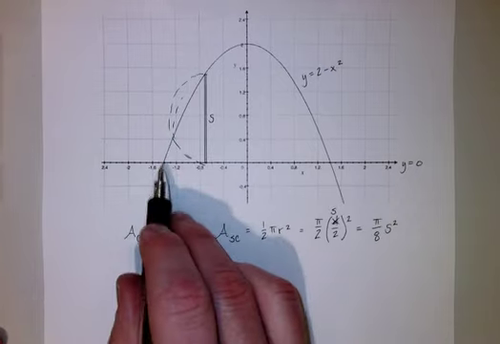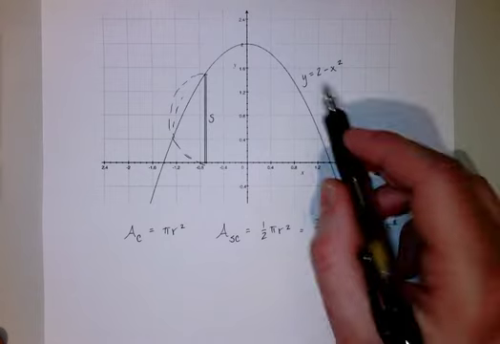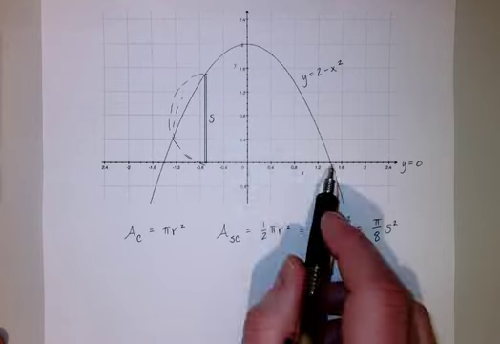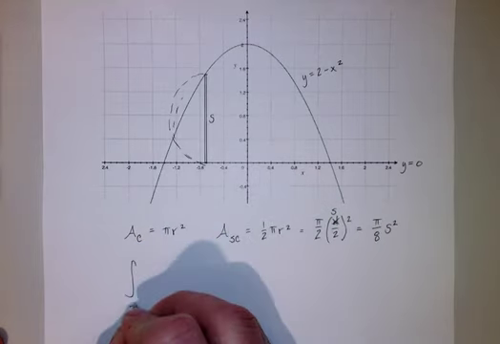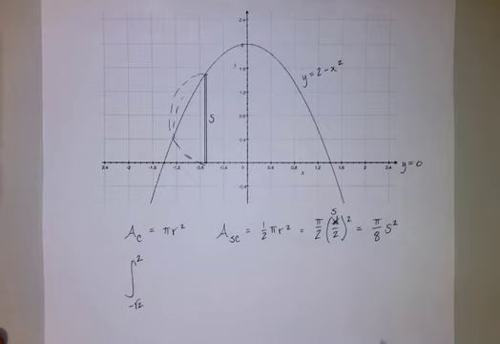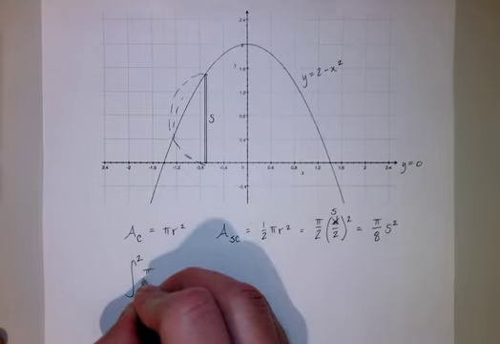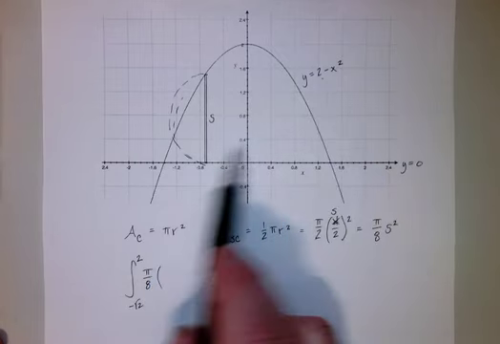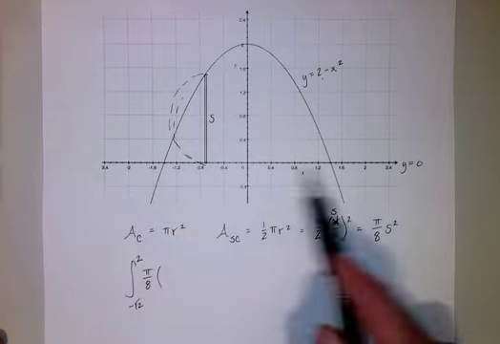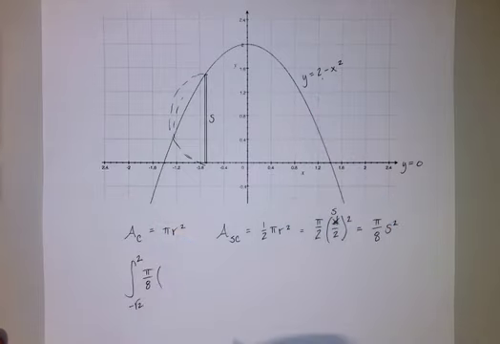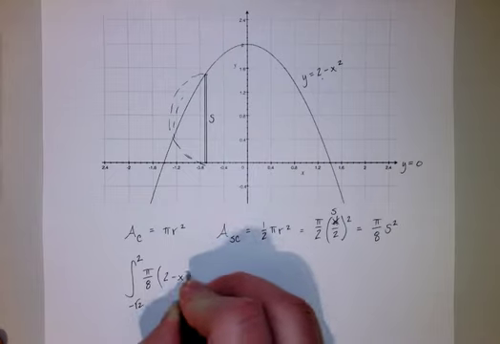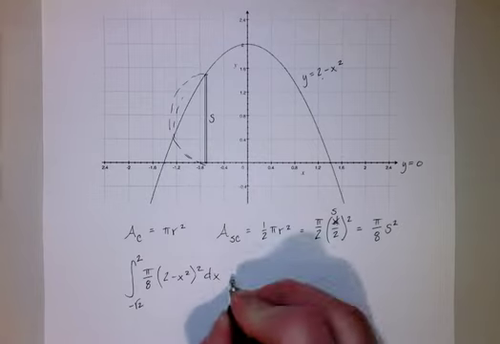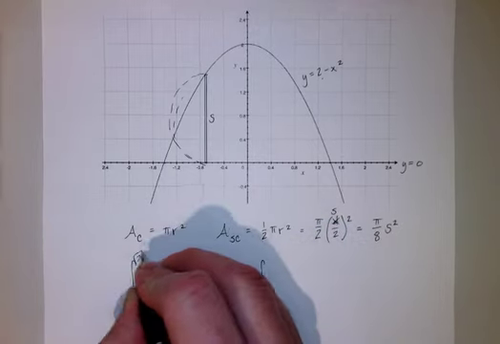Well, here's the thing. I know that I'm running from here to here. Now, if it's 2 minus x squared, I know that this is negative root 2, and this is positive root 2. So I'm running from negative root 2 to positive root 2, pi over 8, and then I just need to define s. Well, since I'm basically stretching from this parabola down to the axis, the distance between those is the function value. So 2 minus x squared dx.